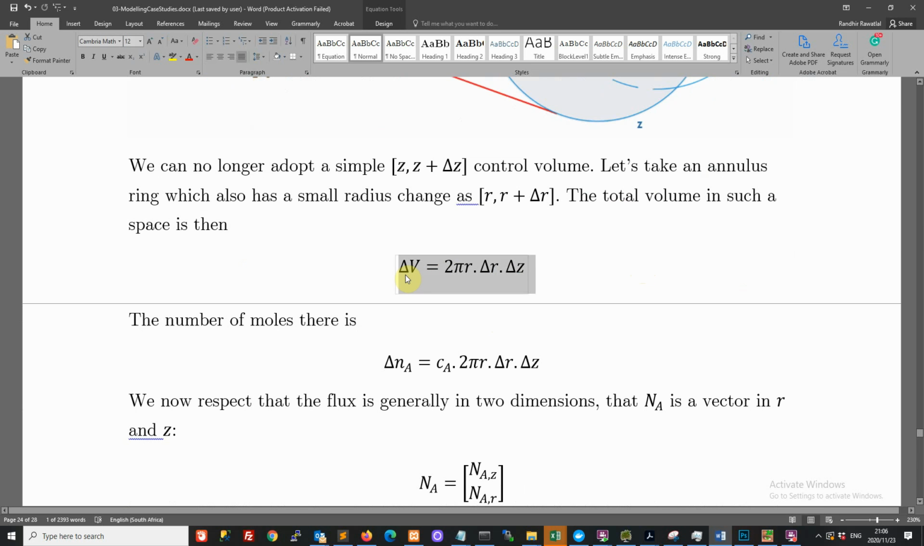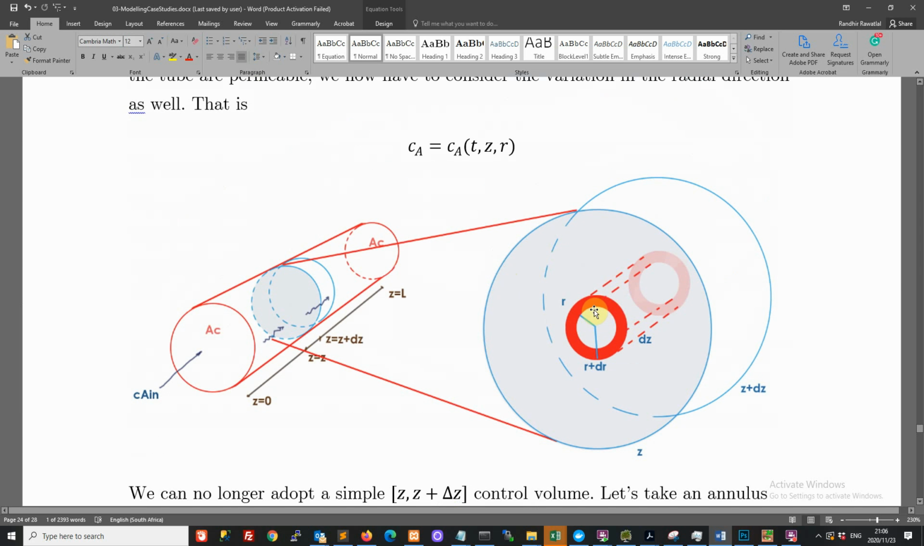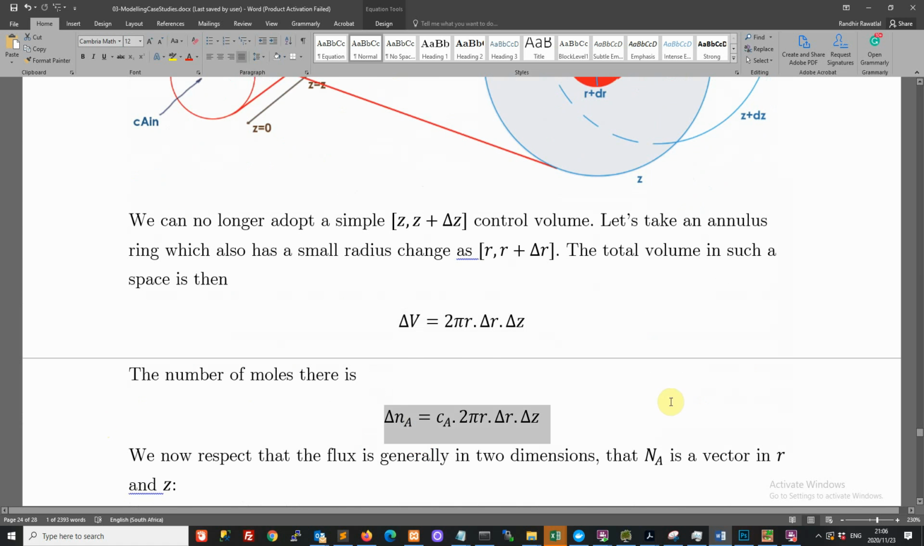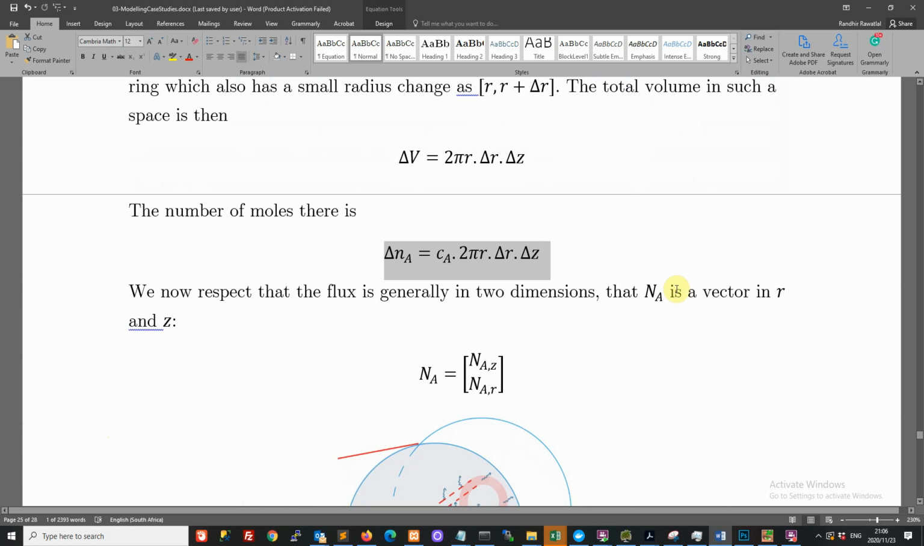So delta V times the concentration is the number of moles in that annulus. Again, it's the thickness of this imaginary pipeline that's the control volume, and so the number of moles in this space is what we are trying to estimate here. And then we have flux.